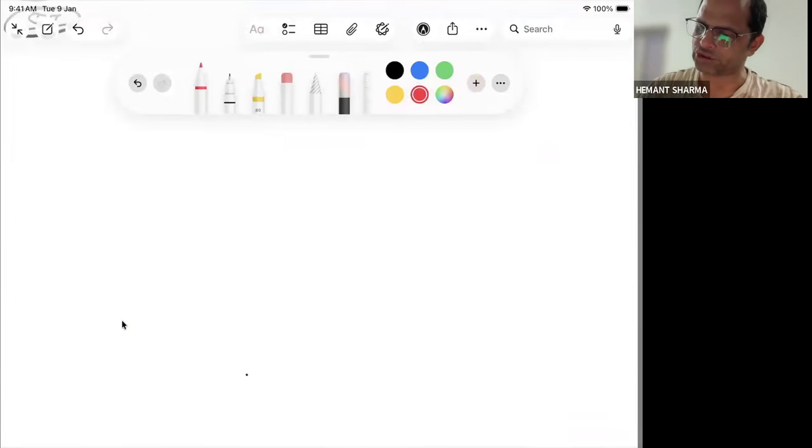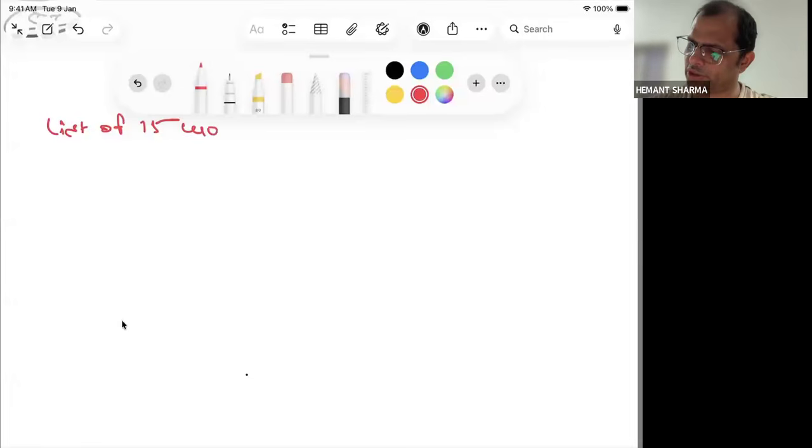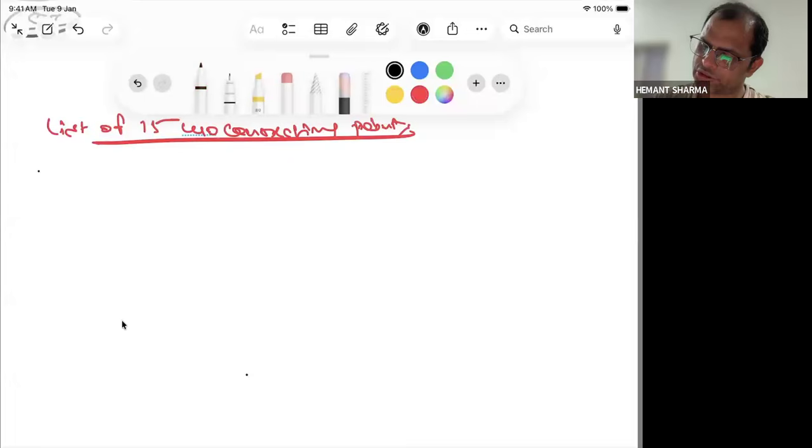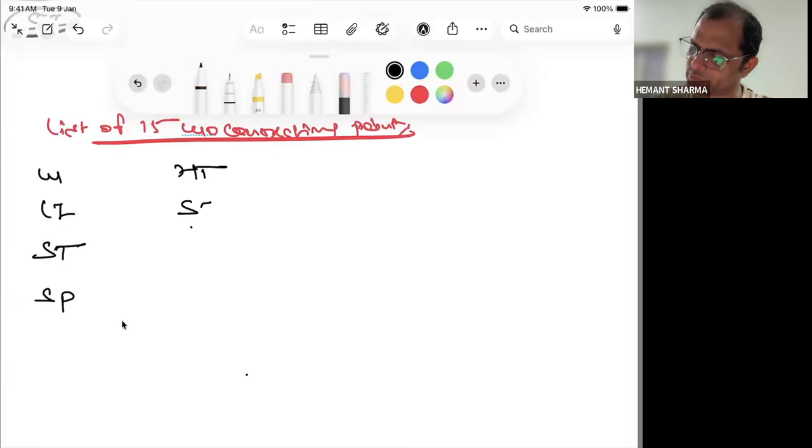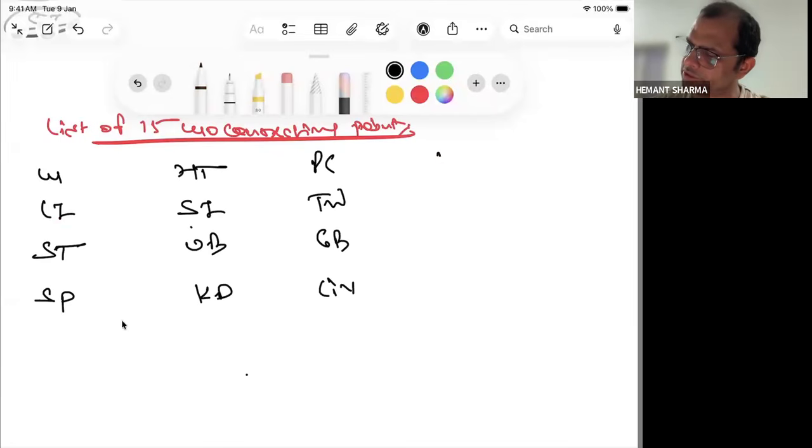So now we are making the list of 15 Leo connecting points. So lung, large intestine, stomach, spleen, heart, small intestine, urinary bladder, kidney, pericardium, triple warmer, gallbladder, liver, then DU, REN, and great Leo connecting point.